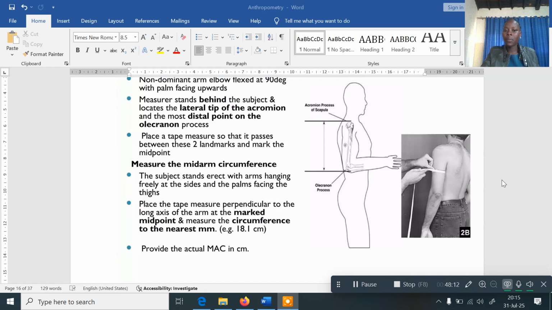But for a baby, for example, you might not make them stand erect for you to take the arm circumference. You can just reposition the arm from the other position where it was at a right angle, and you make it just hang freely with the palm facing downwards.